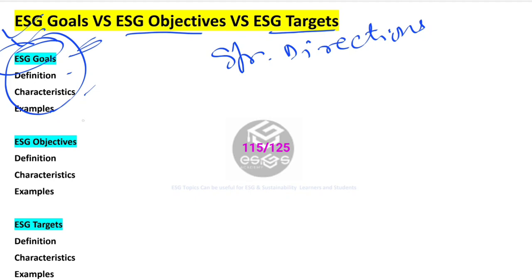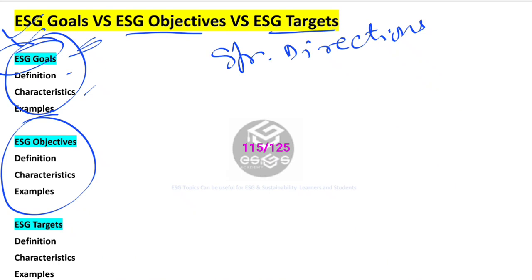Then next comes ESG objectives. We can say ESG objectives are specific, measurable targets or milestones that support the achievement of ESG goals. They provide actionable steps and set clear expectations for what needs to be accomplished. So we can say specific and measurable objectives should be defined with precise outcomes, metrics and timelines to track the progress towards the ESG goals.